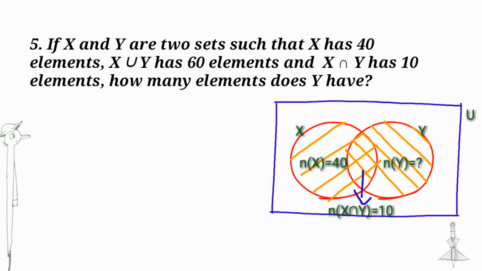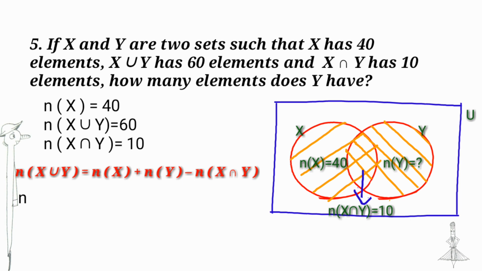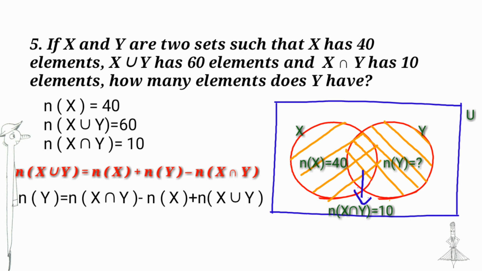Next question, if X and Y are two sets such that X has 40 elements, X union Y has 60 elements and X intersection Y has 10 elements, how many elements does Y have? Given that the number of elements in X is equal to 40, the number of elements in X union Y is equal to 60, the number of elements in X intersection Y is equal to 10. Substitute the values in our equation, we get the number of elements in Y is equal to 30. Thus, the set Y has 30 elements.